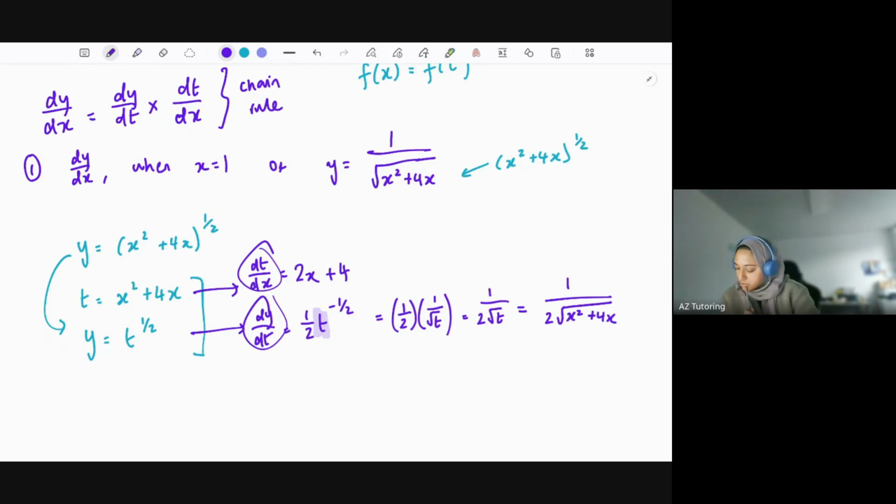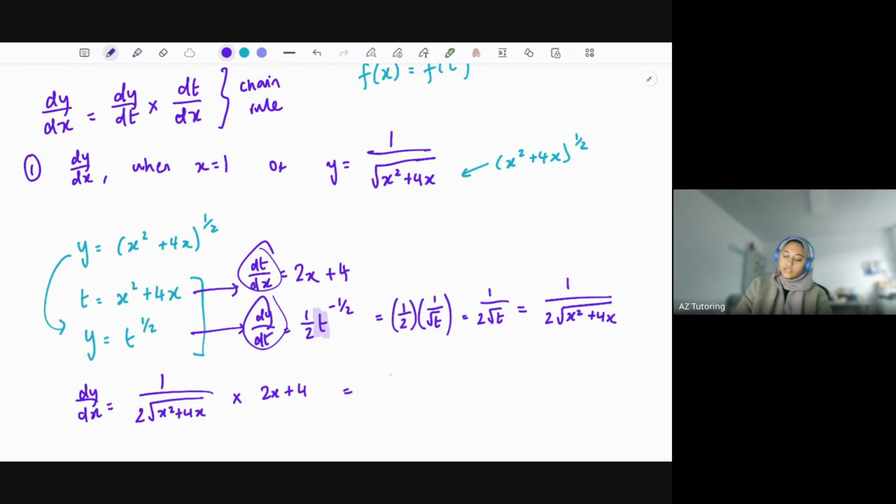Okay, yeah, that's perfect. So let's put that now into dy over dx. It's dy over dt, which is 1 over 2 times (x squared plus 4x). We're timesing that by dt over dx, which is 2x plus 4. That just gives us (2x plus 4) over 2 times (x squared plus 4x). Okay, I'm just checking all that is right.